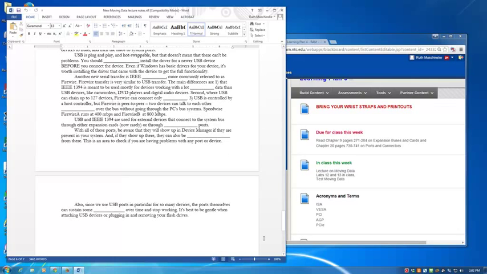Also, since we use USB ports in particular for so many devices, the ports themselves can sustain some damage over time and stop working. It's best to be gentle when attaching USB devices or plugging in and removing your flash drives. This concludes our discussion of expansion slots, ports, and connectors.